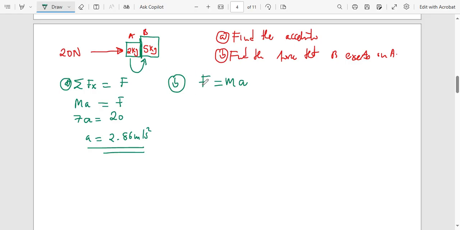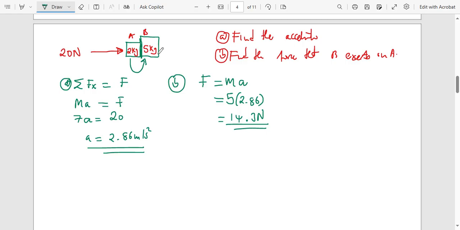So what is the force that A is going to be exerting on B? A is exerting on B because we are moving B. So we take the mass that we are moving, because we're exerting a force on B. The mass that we're exerting a force on is the 5 kg mass. The acceleration is 2.86, so that will be 2.86 times 5, which is equal to 14.3 newtons. So this is the force that A is exerting on B.